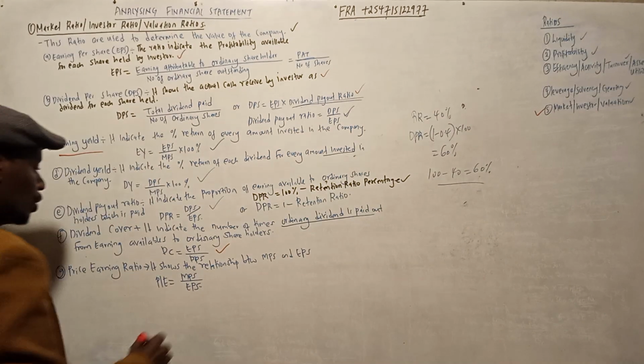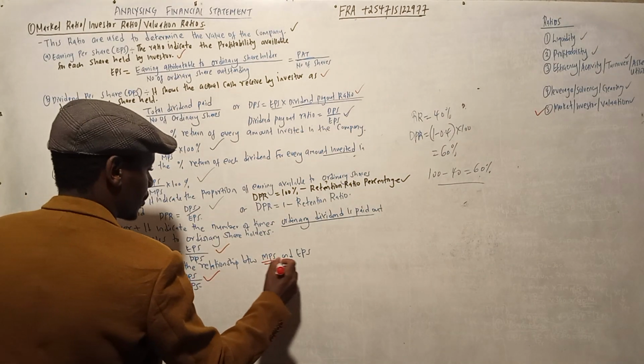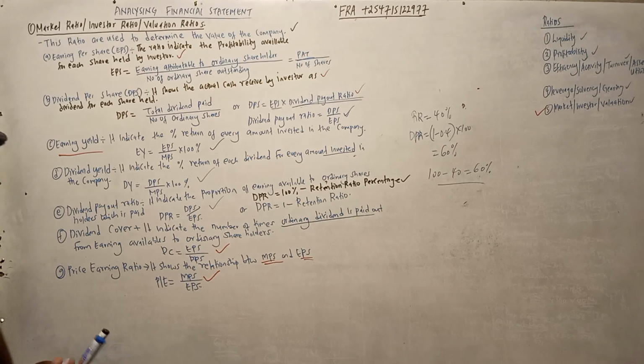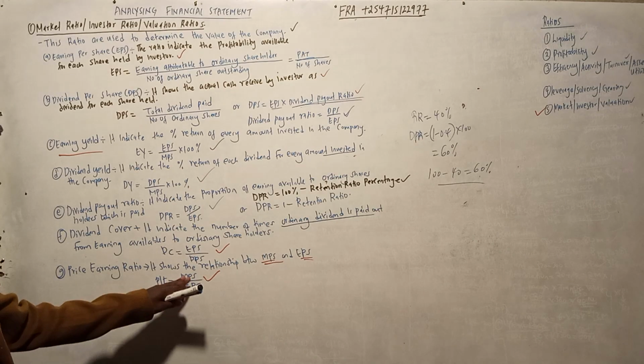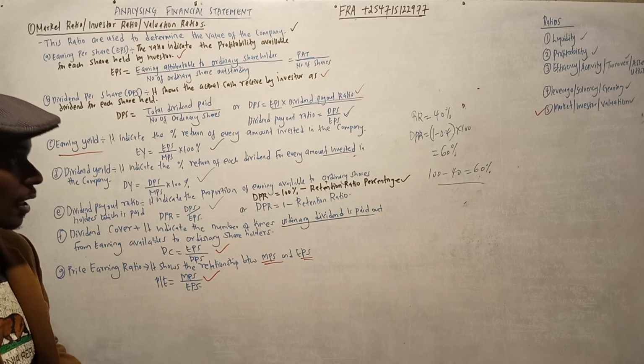Then you have the price earnings ratio. It shows the ratio between market price and EPS. So price earnings ratio is equal to MPS over EPS. That is number one.